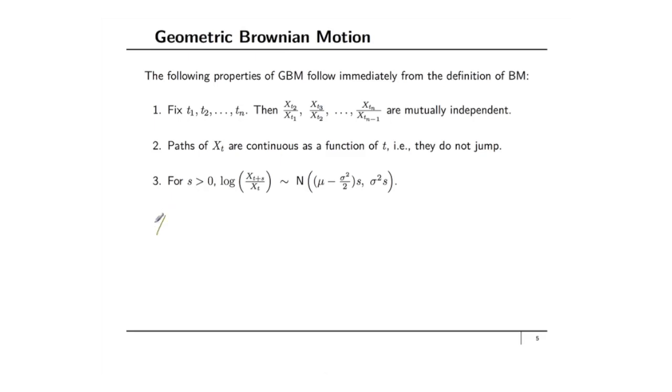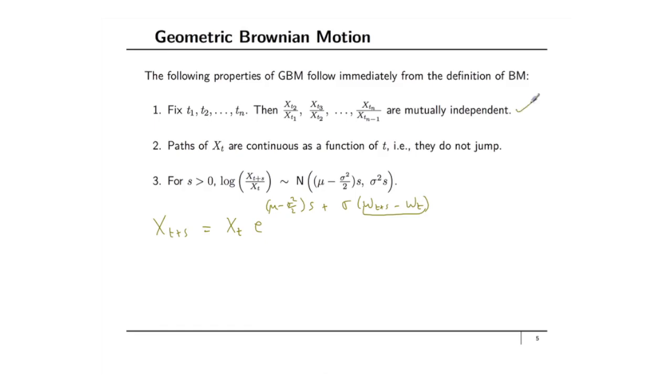Recall that we saw the following. So we know that xt plus s is equal to xt e to the mu minus sigma squared over 2 times s plus sigma times wt plus s minus wt. Okay, so what are these three properties? Well, the first property states that these ratios, xt2 over xt1, xt3 over xt2, and so on, are mutually independent. And that follows because if I divide across here by xt, I can see the only random variable here is this increment, and the independent increments property of Brownian motion will actually imply this first property here.